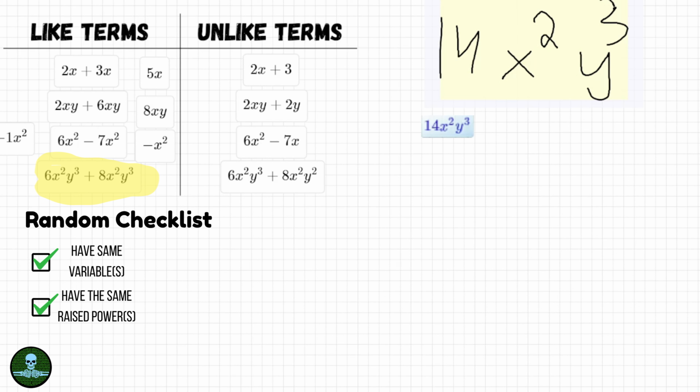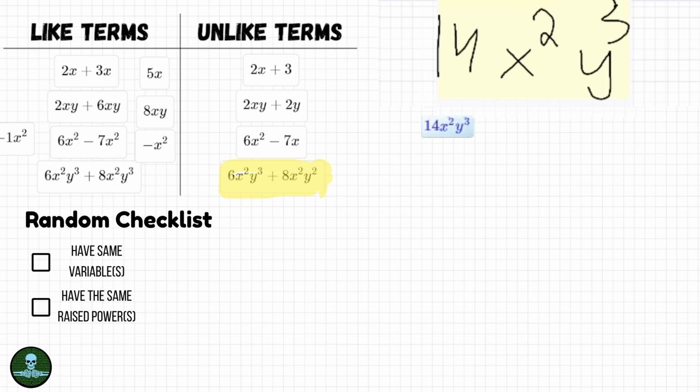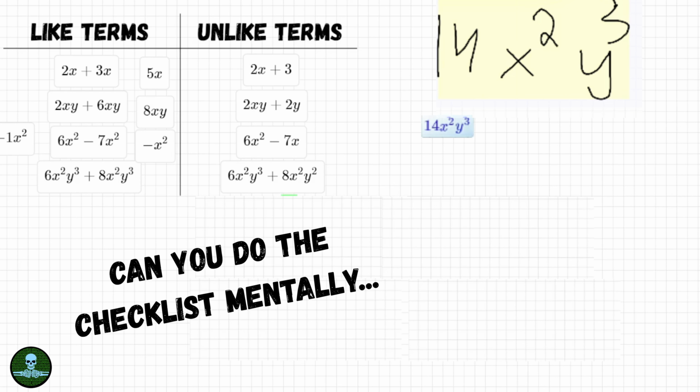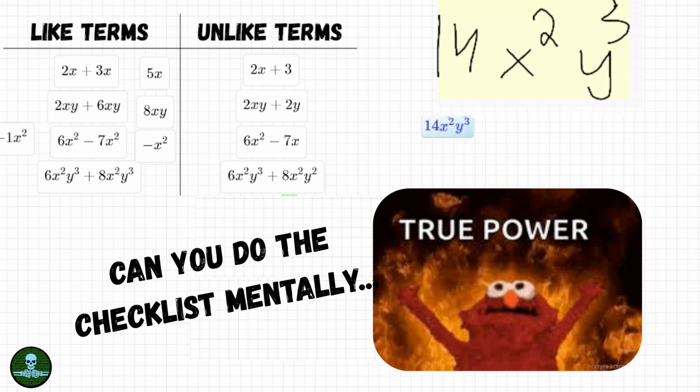If this is not straightforward, you can again post any questions in the comments, but it should be straightforward. In the unlike term section, we have 6x squared y cubed and 8x squared y squared. Now let's go through our checklist again. Same variables, coefficients don't matter, x power is the same, y power isn't the same. Oh my god, why? Yeah, so you can't combine them. Even the slightest bit of power can change everything. So yeah, you can't combine them.